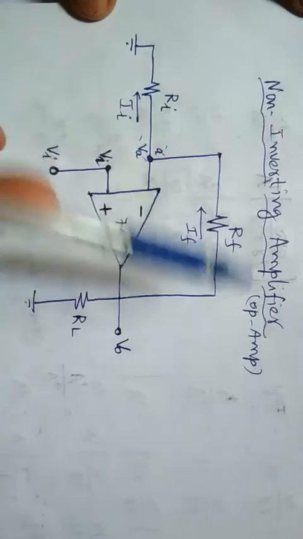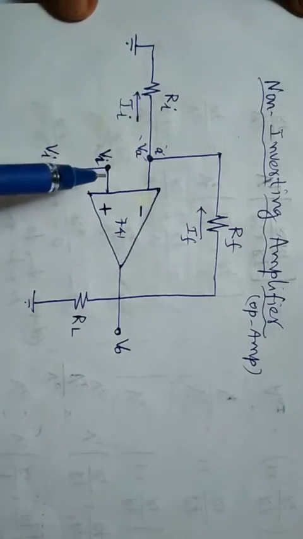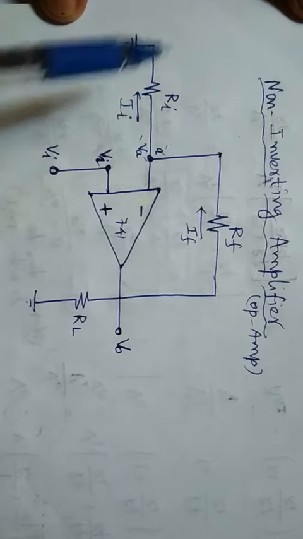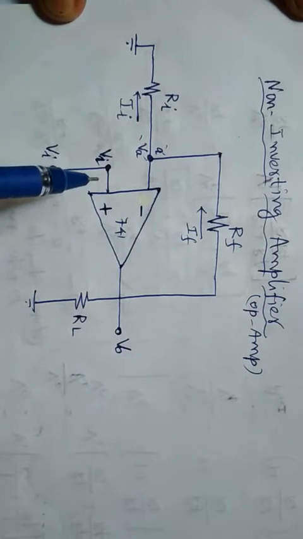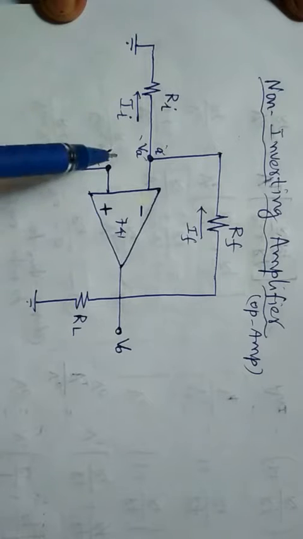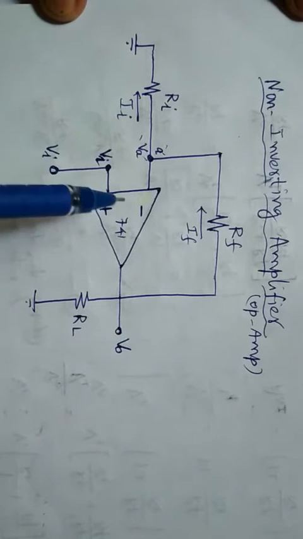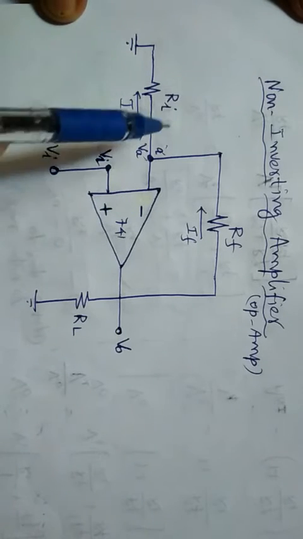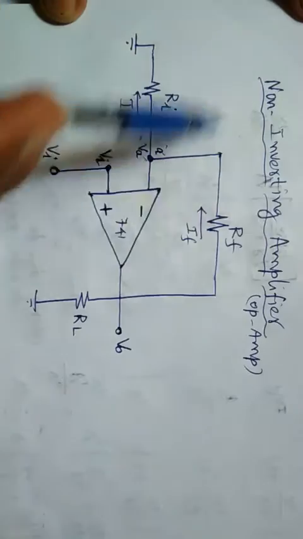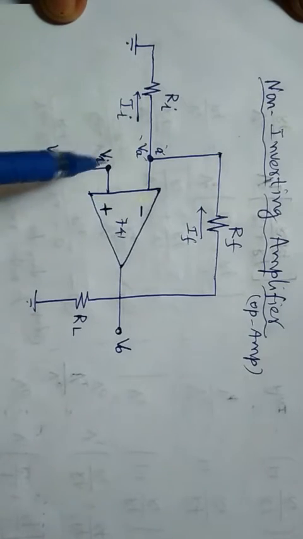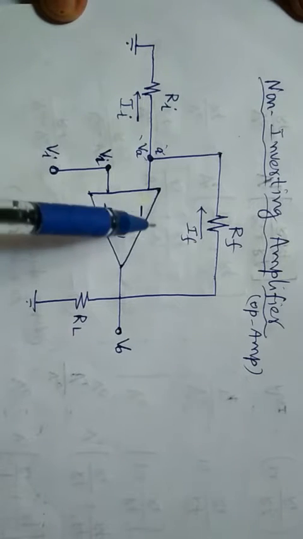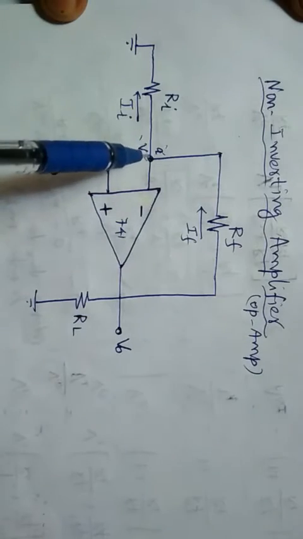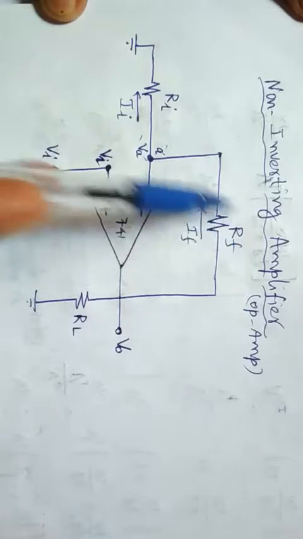This name, non-inverting amplifier, is given because the circuit produces a positive amplified version of the output for the given input. Here the non-inverting terminal receives the input Vi, and the inverting input, the negative input, is grounded via this Ri. For the non-inverting configuration, the non-inverting terminal must receive the input and the inverting terminal must be grounded, and the output is fed back to this input point, node A, via this RF.